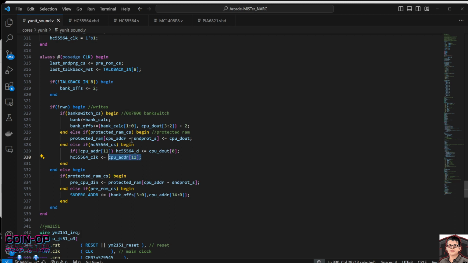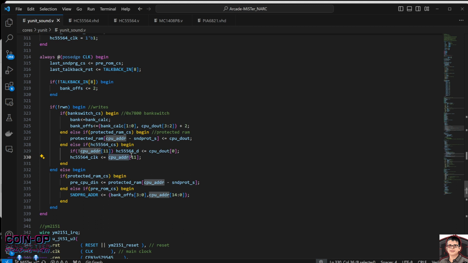And if it's low, right? So if pin 11 is low, that's the time when the data gets into the chip, right? And also the clock is driven off of 11. So the pin 11 of the address that's coming out of the CPU controls the clock, high and low.